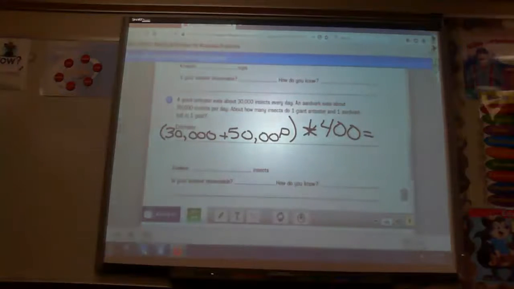Okay, you should be doing the first step already. What's the first step based on how we wrote it? You should be adding 30,000 plus 50,000. You might have some room to work in the margins or something like that. I definitely write them down.